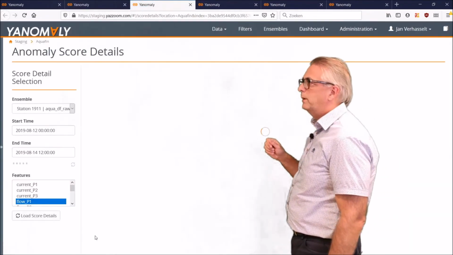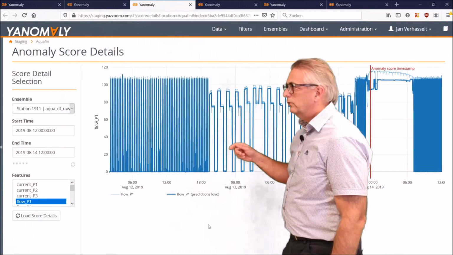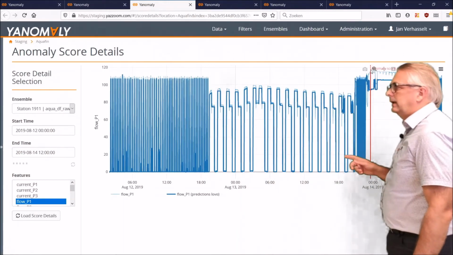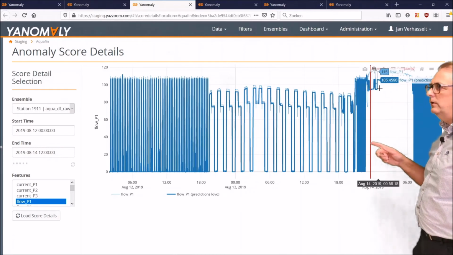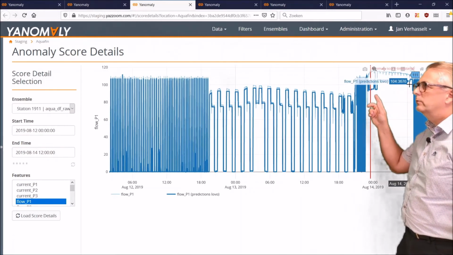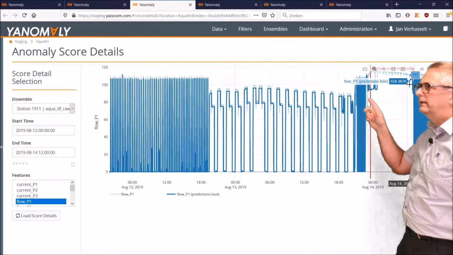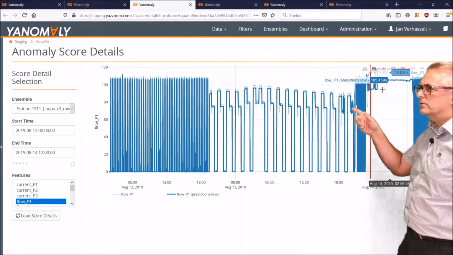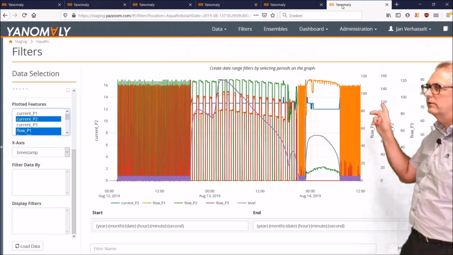Finally, the flow of pump 1 looks like this as a function of time. And here at the moment of this continued high anomaly score, you see that the real flow of pump 1 is higher than the expected flow of pump 1. And also here you see a strange behavior just before this major incident.